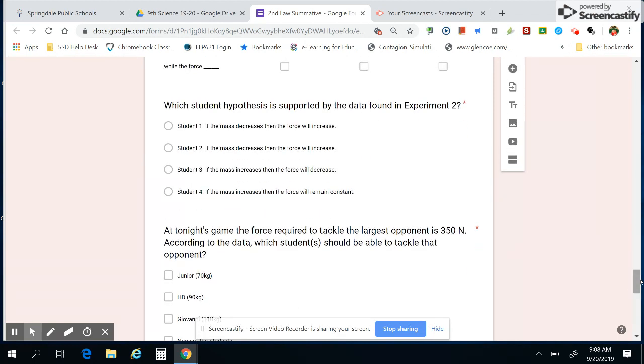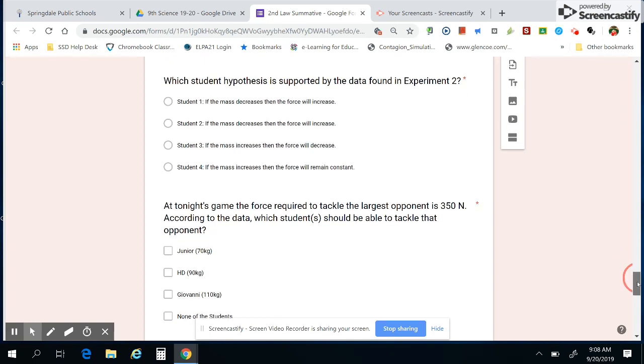Which student hypothesis is supported by the data in experiment 2? Student 1: if the mass decreases, then the force will increase. Student 2: if the mass decreases, then the force will increase. Student 3: if the mass increases, then the force will decrease. Student 4: if the mass increases, then the force will remain constant.